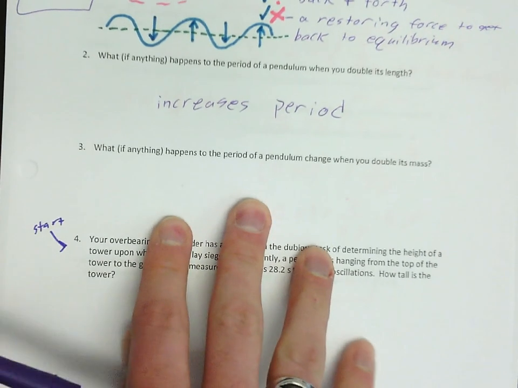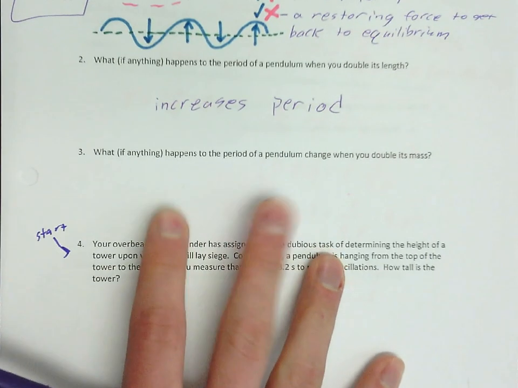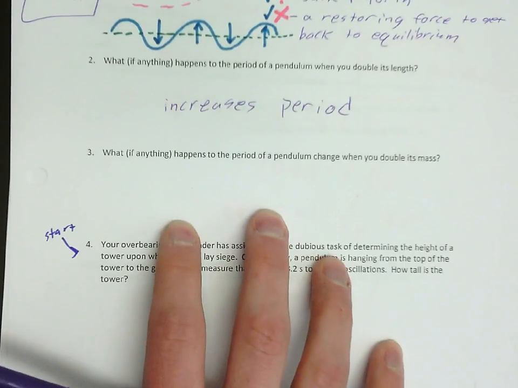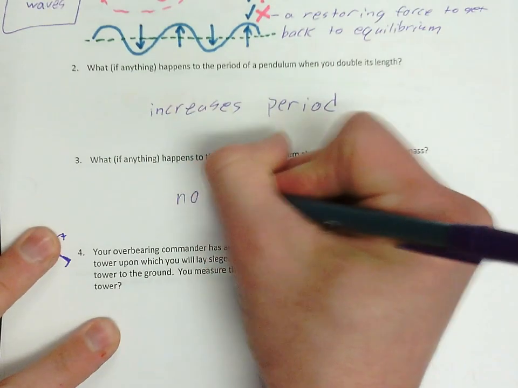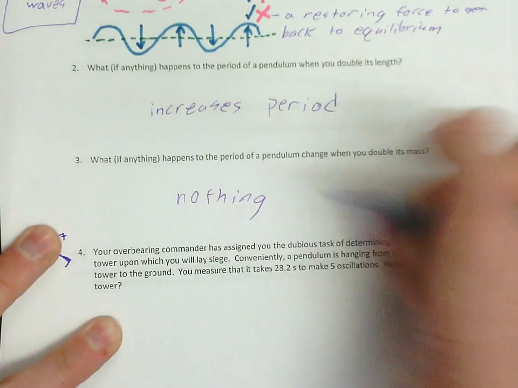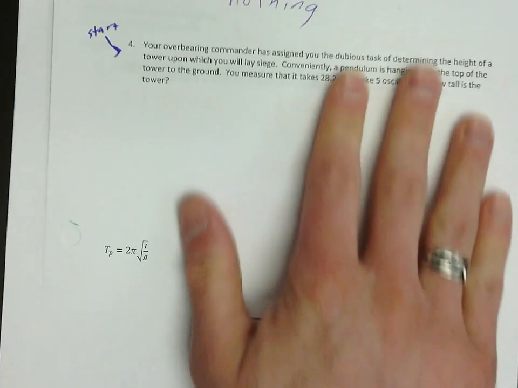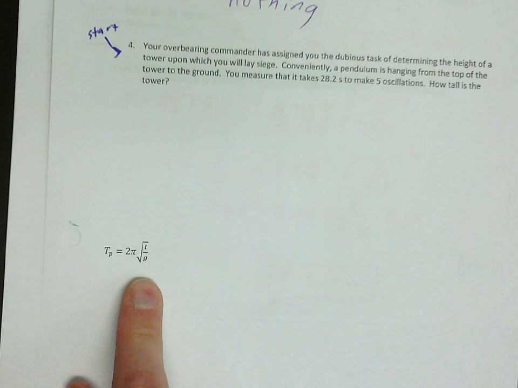Does mass do anything to pendulums? Heard a yes, heard a no, heard a no, heard a yes. We got a no. Stan must be right. We got more no's than yeses. It is no. So you would just write nothing. And if I asked for an explanation, you would either say, when we did the lab, changing mass had no effect, or you would say, mass isn't in the equation.